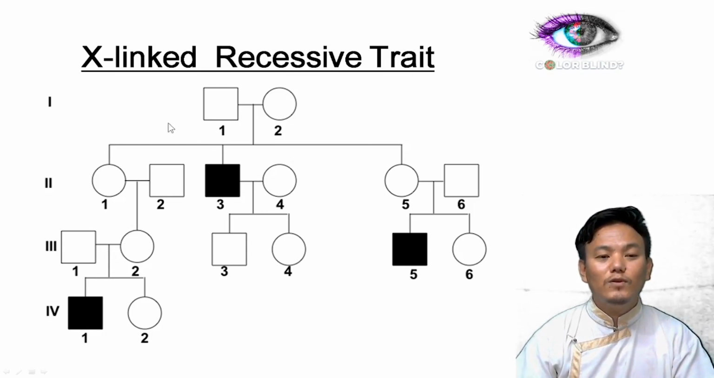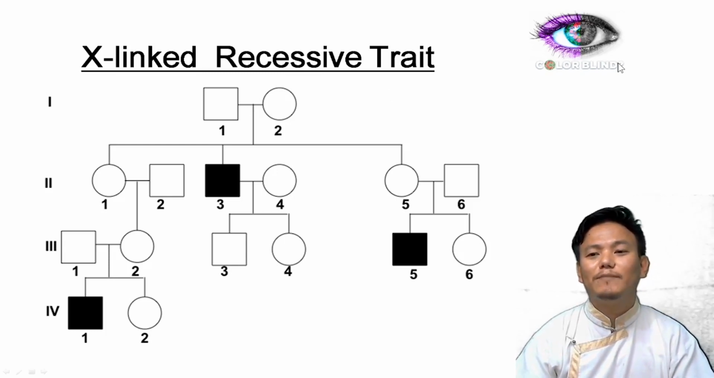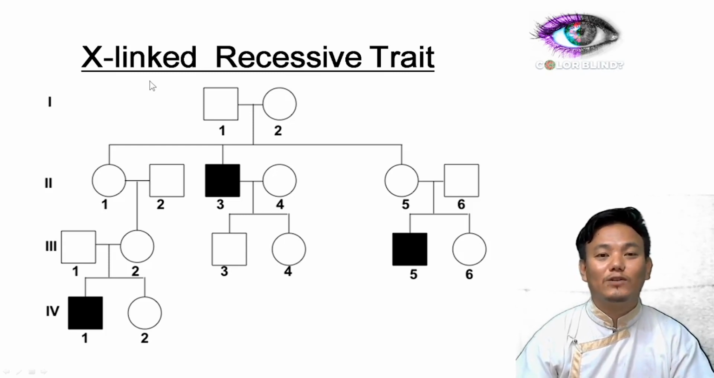So if you look at the particular chart and see that it is always the male who is showing that particular trait, we can say that it is X-linked. Right? We will understand why it is X-linked. So let's take an example of color blindness. Color blindness is a sex-linked or X-linked recessive trait.